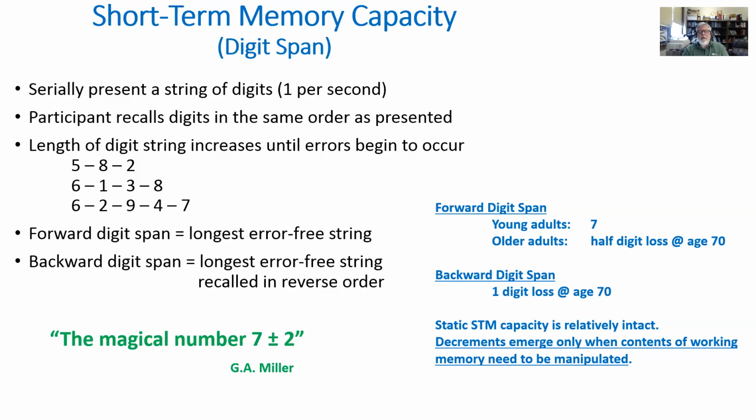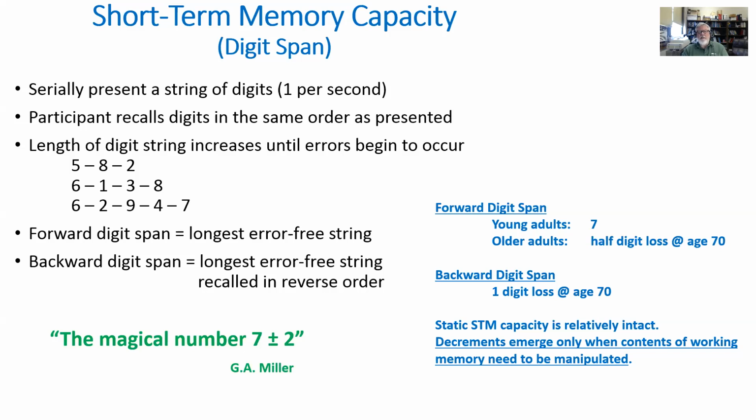What becomes interesting in the digit span task is that we start with short strings like 5, 8, 2, as we see in the slide, and we make the strings longer and longer. In a 5-digit string, we might say 6, 2, 9, 4, 7, and then our observer has to repeat back 6, 2, 9, 4, 7. If we keep increasing the length of that string, we'll eventually find a point where the participant starts to make errors, and that shows us the limit or the capacity of their short-term memory.